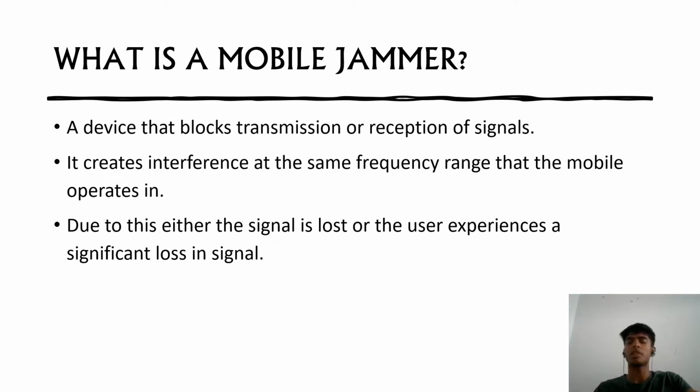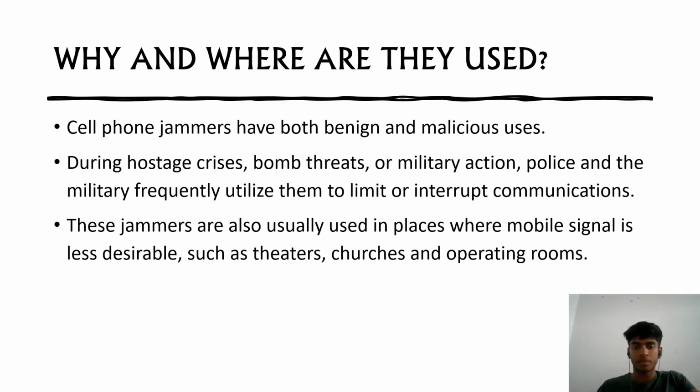A mobile jammer is basically a device which blocks the reception of signals, right? It creates signals of the same frequency as that of the mobile, and it helps block the signal of the mobile phone. Why and where are they used? This is a very important question. It's used for the various advantages and disadvantages that it provides.